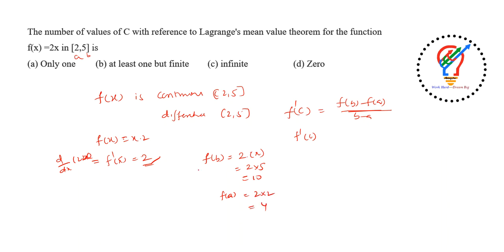And what are the b and a values? b is 5 and a is 2. Substitute all the values in this formula, which gives 10 minus 4 divided by 5 minus 2, so it's nothing but 2. So this f dash of c value and the f dash of x value are both the same. That means there exist infinitely many possible values. So the answer is infinite.